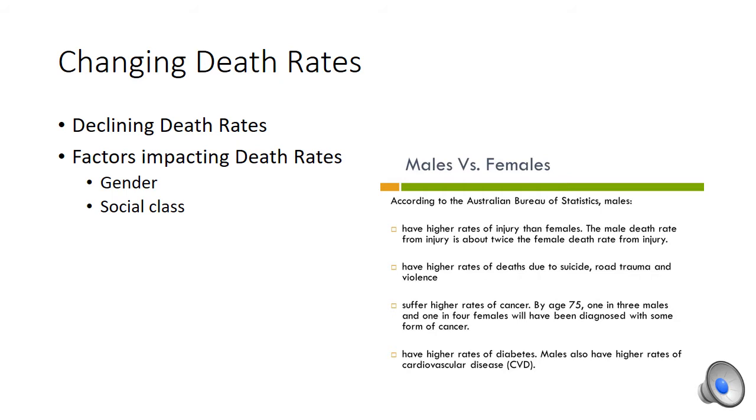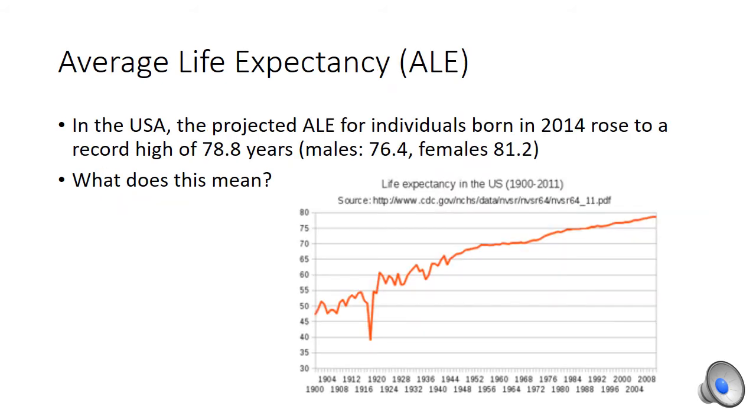Here's a report from the Australian Bureau of Statistics. Is it genetics, work role differences, lifestyle differences? In addition to gender, the least advantaged socioeconomic classes tend to have higher death rates, possibly due to economic disadvantages.